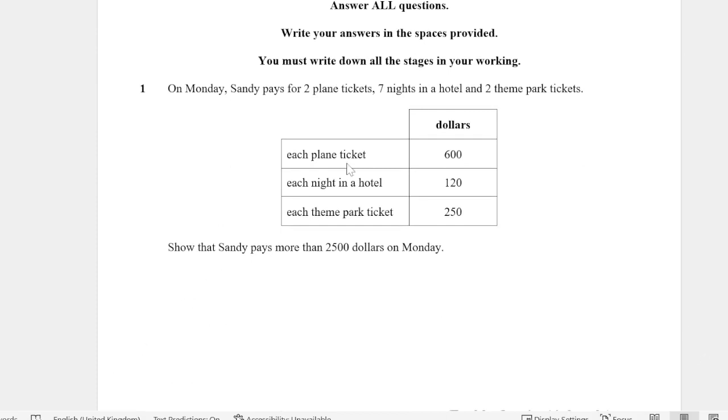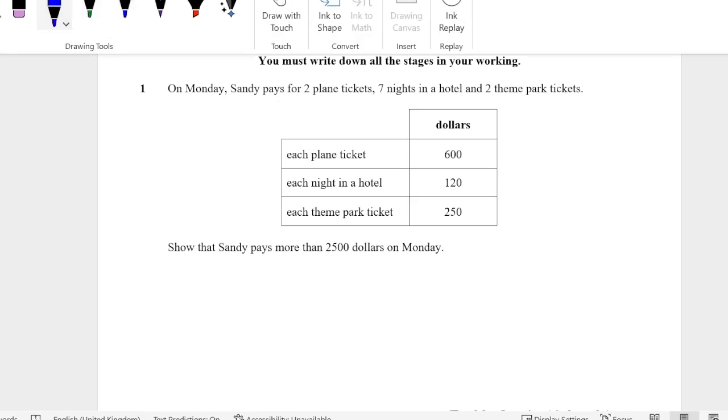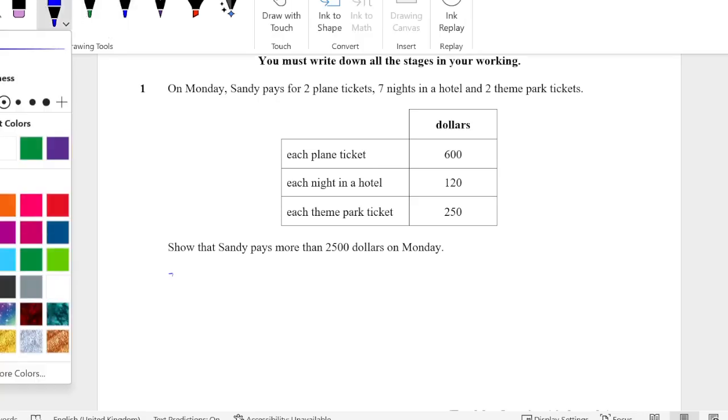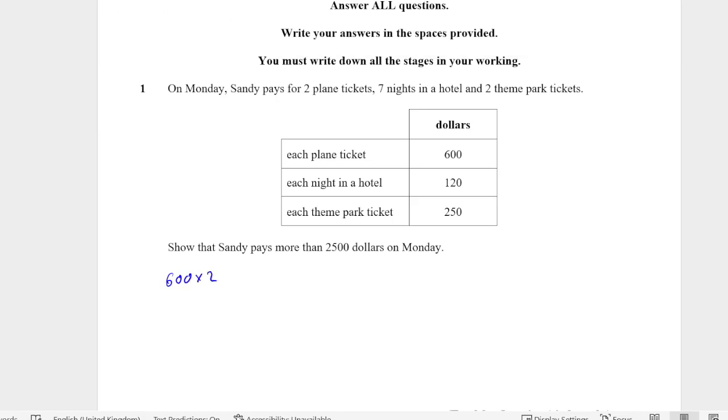Okay then, question 1. On Monday, Sandy pays for 2 plane tickets, 7 nights in a hotel and 2 theme park tickets. Show that Sandy pays more than $2,500 on Monday. So I'm going to write down the sum that she would use. Each plane ticket is $600, so the total for her plane tickets is 600 times 2. To that, I'm going to add 7 nights in a hotel, so 120 times 7. And to that, I need to add on each theme park ticket, which is 2 lots of 250.